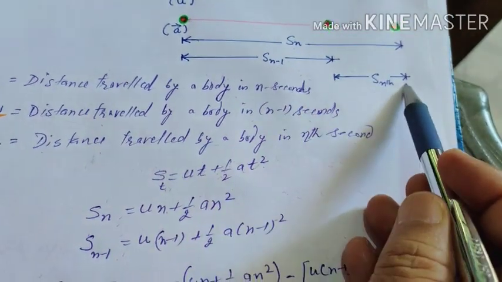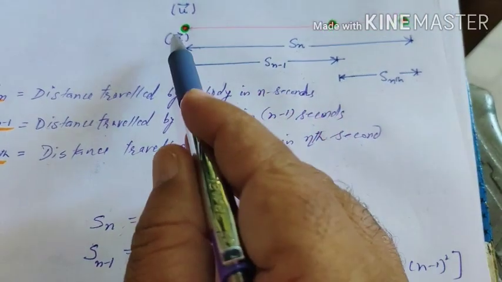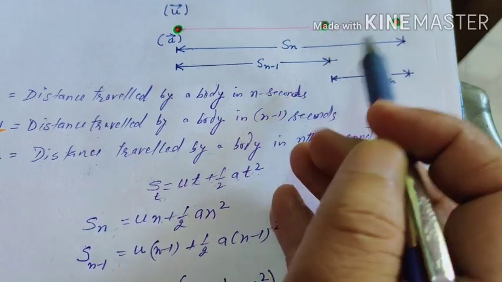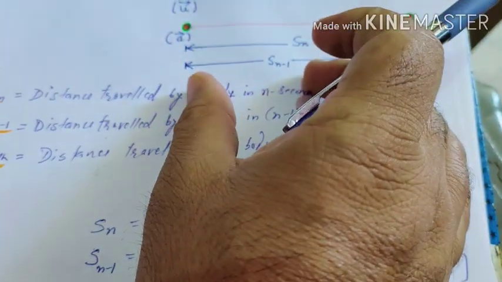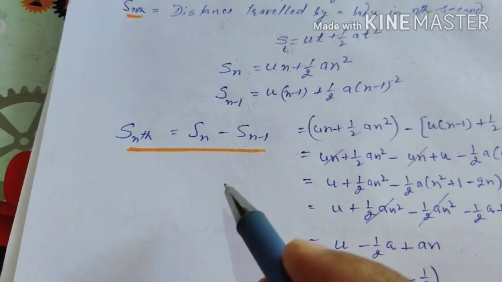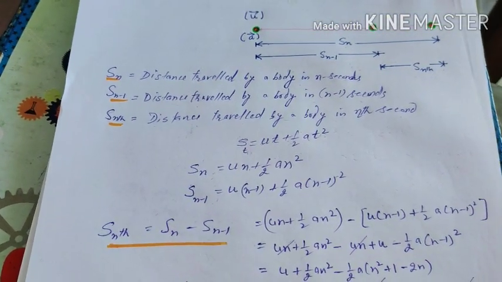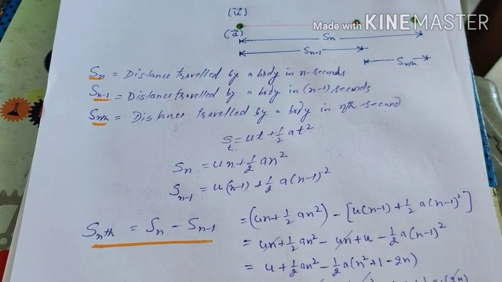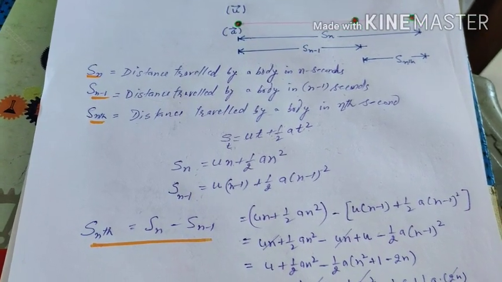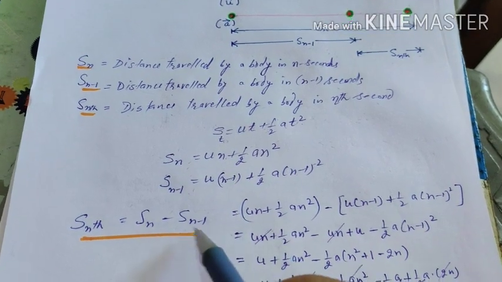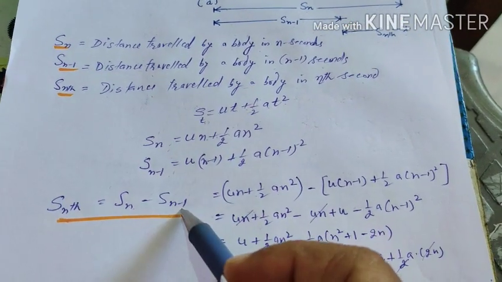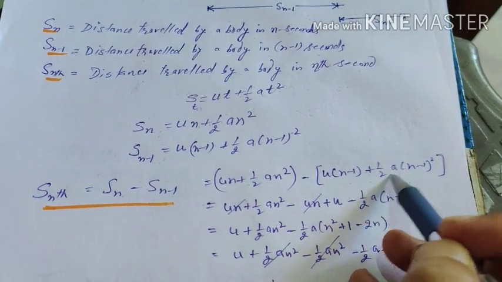So this Snth can be written as Sn minus Sn minus 1. You can see from the diagram, Sn minus Sn minus 1 is Snth. So I will substitute the values: for Sn, it is un plus half a n square. For Sn minus 1, it is u times n minus 1 plus half a times n minus 1 square.